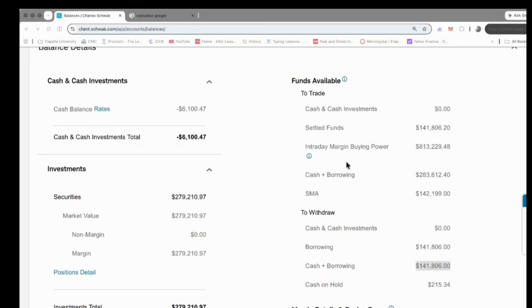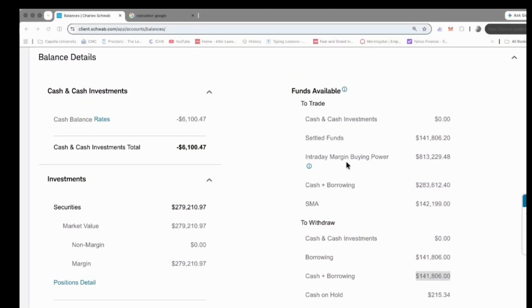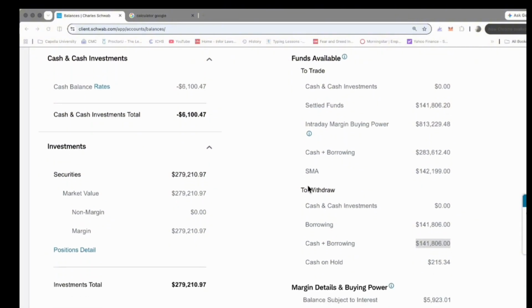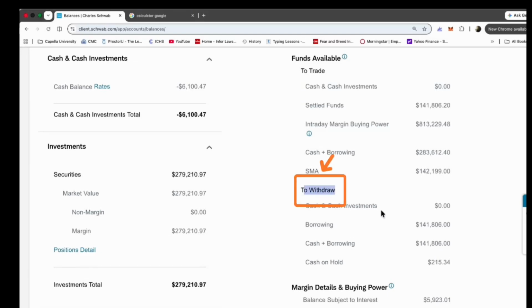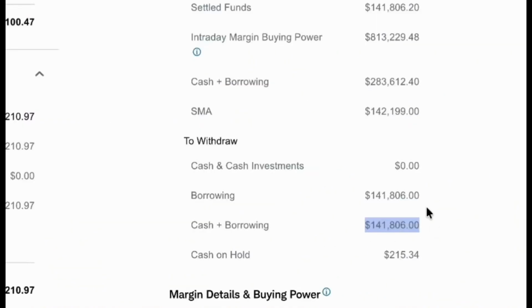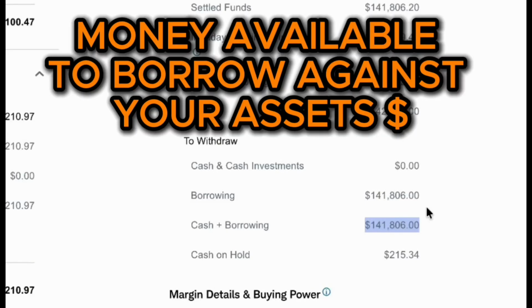Okay, you guys, so here is my balance detail sheet on my Charles Schwab. The first thing we're going to look at is the available to withdraw. Right here, I have $141,000 available to withdraw, which is essentially saying I can borrow that exact amount against my assets and use it as collateral. This is my true line of wealth.